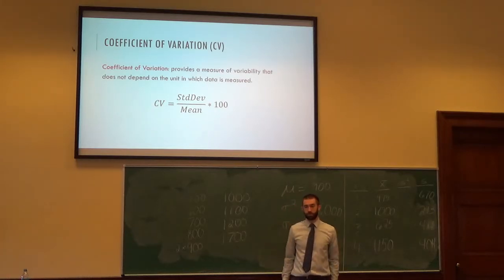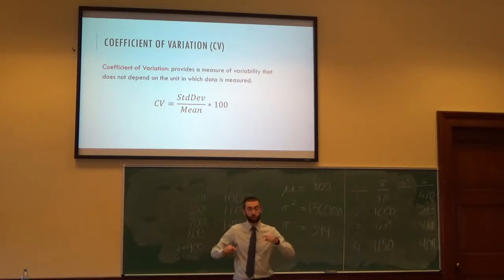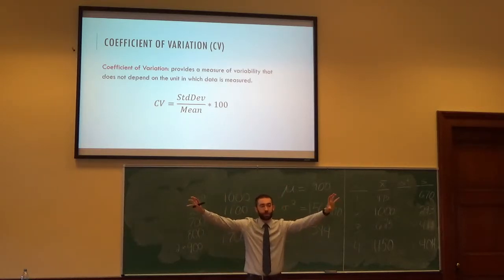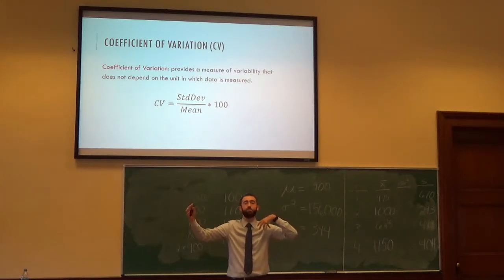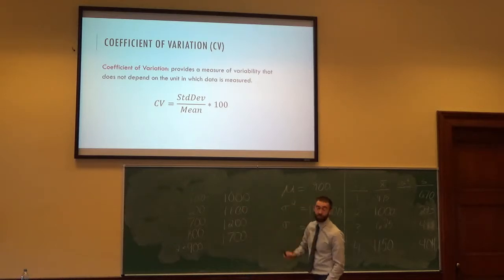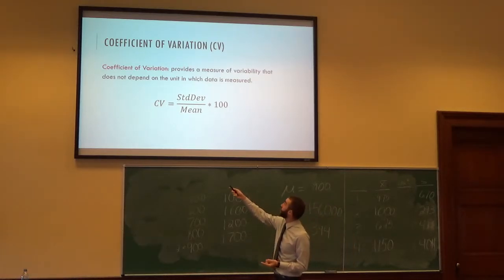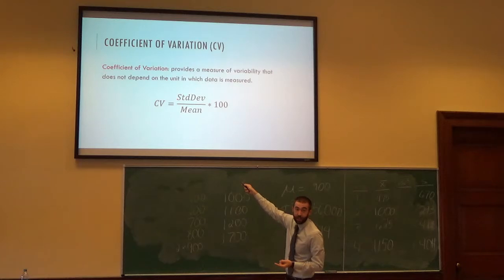There's no unit. And the reason that might be helpful is it allows us to compare 2 different random variables and to say which one of those 2 random variables has more variation than the other. The coefficient of variation allows us to do that. The coefficient of variation is the standard deviation of data divided by the mean of the data times 100.